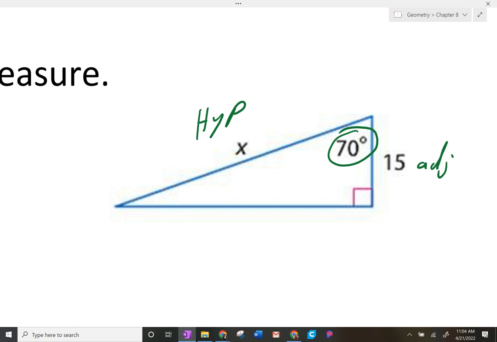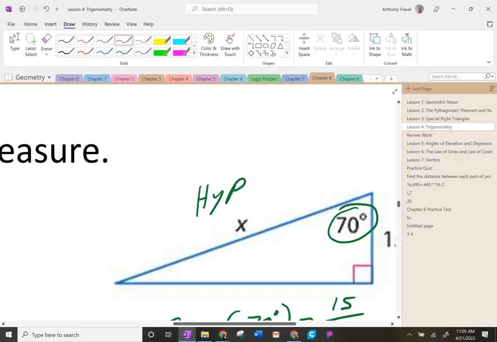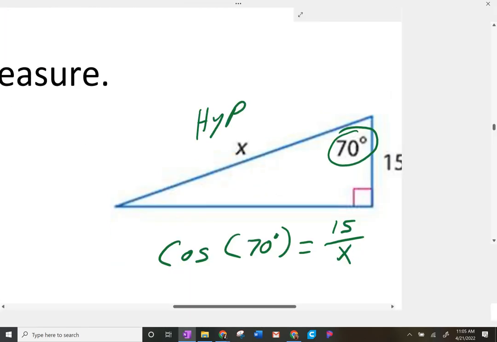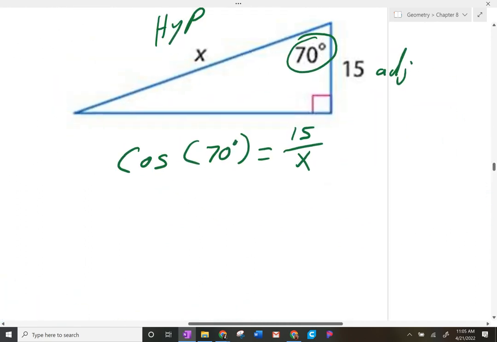Cosine. So as I write that equation, it's going to be cosine of the degree, so of 70 degrees, equals the adjacent over the hypotenuse. So equals 15 over x. Okay, let me grab a different color. So I've got cosine of 70 equals 15 over x.